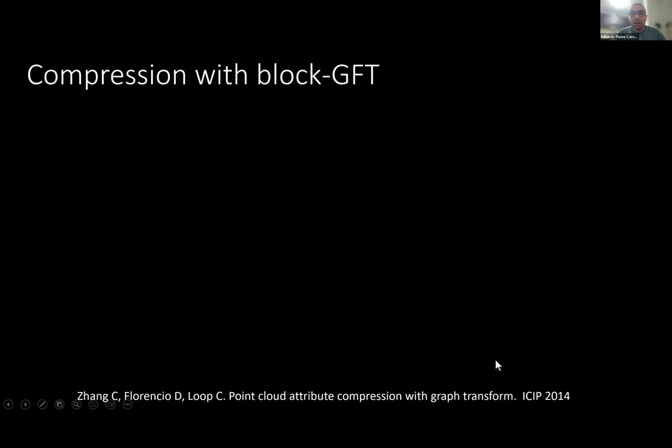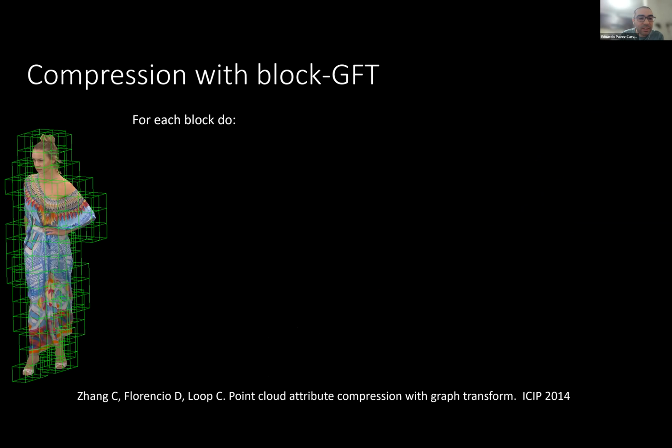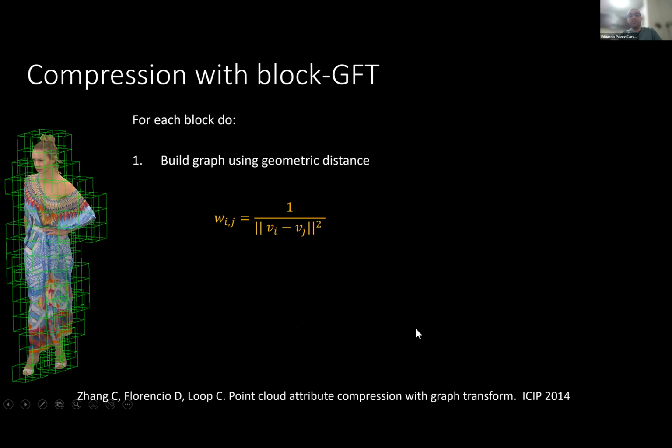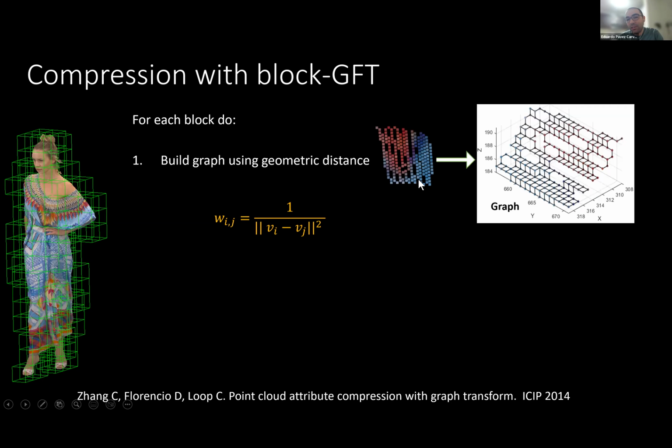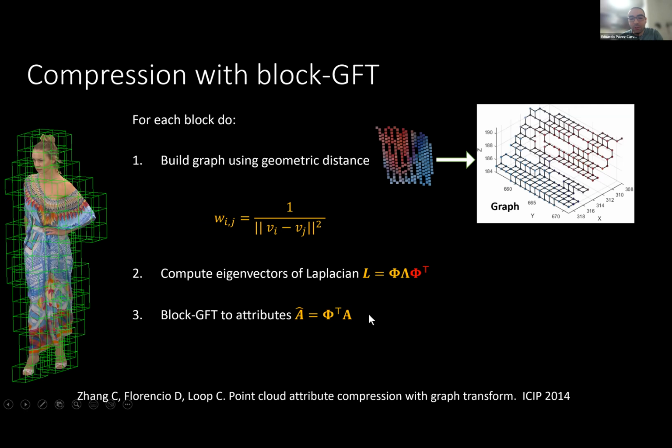Now, the GFT was first used for compression of point cloud attributes back in 2014. The approach these people proposed is basically to take a point cloud and partition it into equal volume blocks. Then for each block, you build a graph using the distance between the points, with weights of one over the distance. This is an example on the right, where you have this block with this color signal, and then you build the graph as shown in the picture. Then you compute the eigenvectors of the Laplacian of this graph.